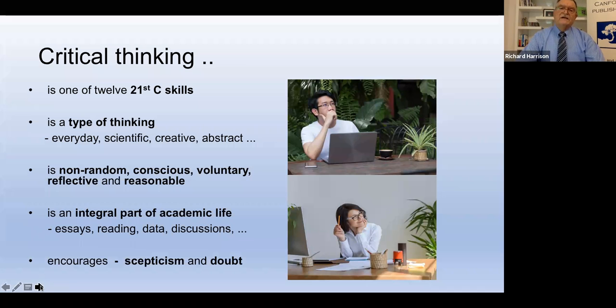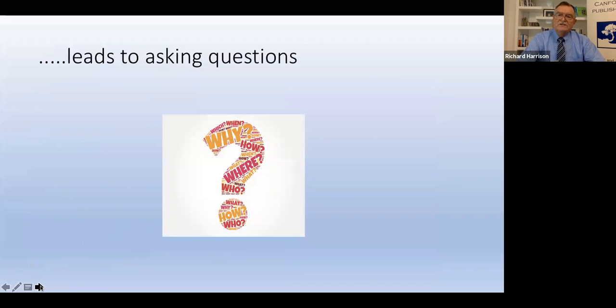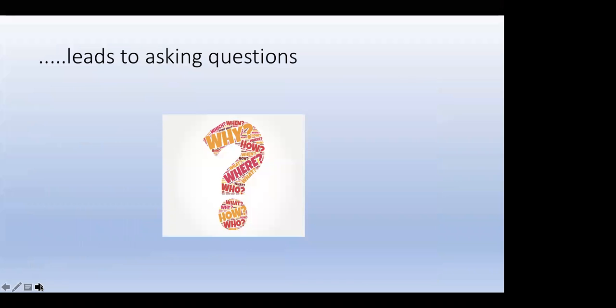And the final thing to say about critical thinking is that it encourages skepticism and doubt. Now, these are not negative things. It's not the same as being cynical and negative about the world. They're positive things because they lead to asking questions. And asking questions is really the core of critical thinking.